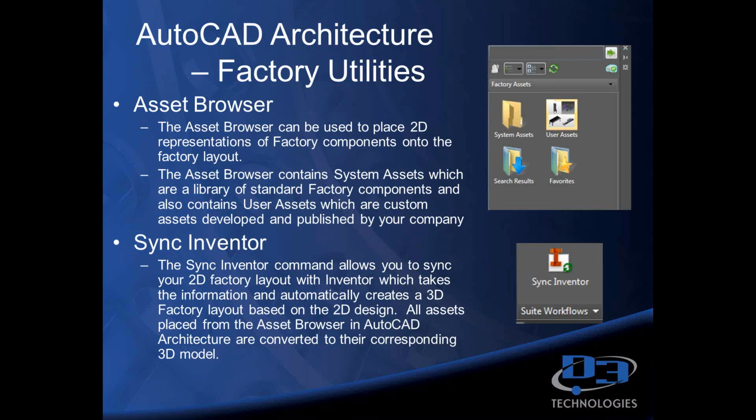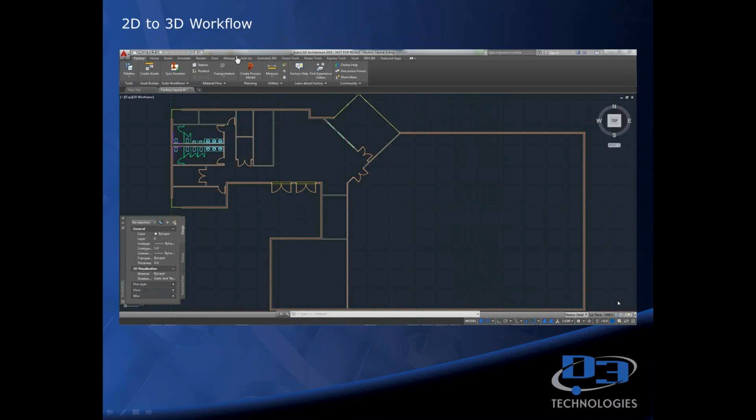Any assets that you place out of the Asset Browser onto your 2D layout are automatically converted into their corresponding 3D model. So it just streamlines the process of going from 2D to 3D and really automates that. So I have a video here, and we're going to take a look at that 2D to 3D workflow and just look at those commands that I mentioned before within the Factory Utilities and AutoCAD Architecture.